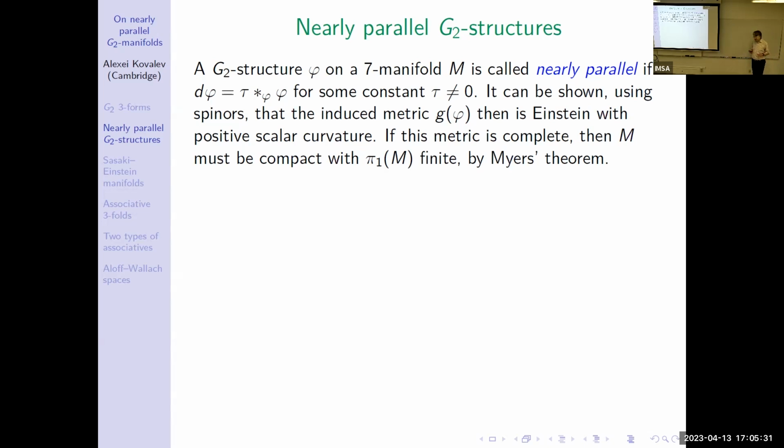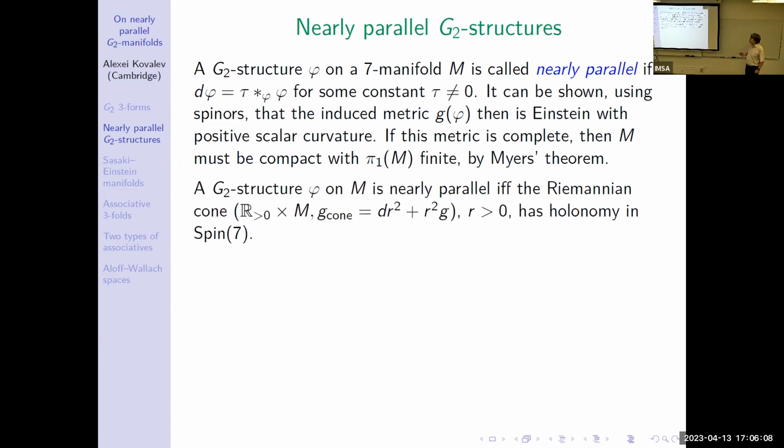This can be compared with something that was asked in the previous talk. If the G2 structure is torsion free on a compact manifold, then it will not reduce any further to a proper subgroup precisely when the fundamental group is finite. So it's kind of an interesting natural thing to look for in these topological constraints of some manifolds. So, anyway, if this nearly parallel manifold is complete, it's compact with finite fundamental group.